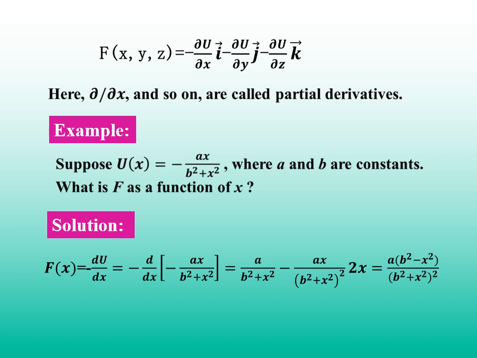It results in two terms. One is a over b squared plus x squared. The other one is minus a x over (b squared plus x squared) squared times 2x, which equals a times (b squared minus x squared) divided by (b squared plus x squared) squared.